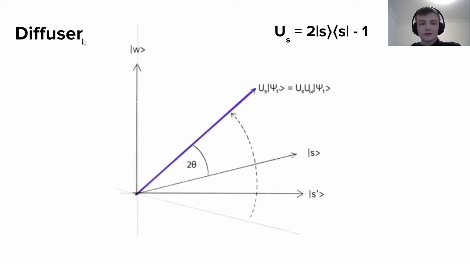Next, we define a diffuser function, and this is the last step in Grover's algorithm. It's somewhat arbitrarily defined as this unitary S is equal to 2 times the outer product of S minus the identity. This may be a little bit hard to understand what it's actually doing, but it's nice that it has a geometric interpretation. So we take our original U omega psi t state that we had down here. Remember, it was below the S prime. And this operator, the diffuser, reflects it around the equal superposition, the S state.